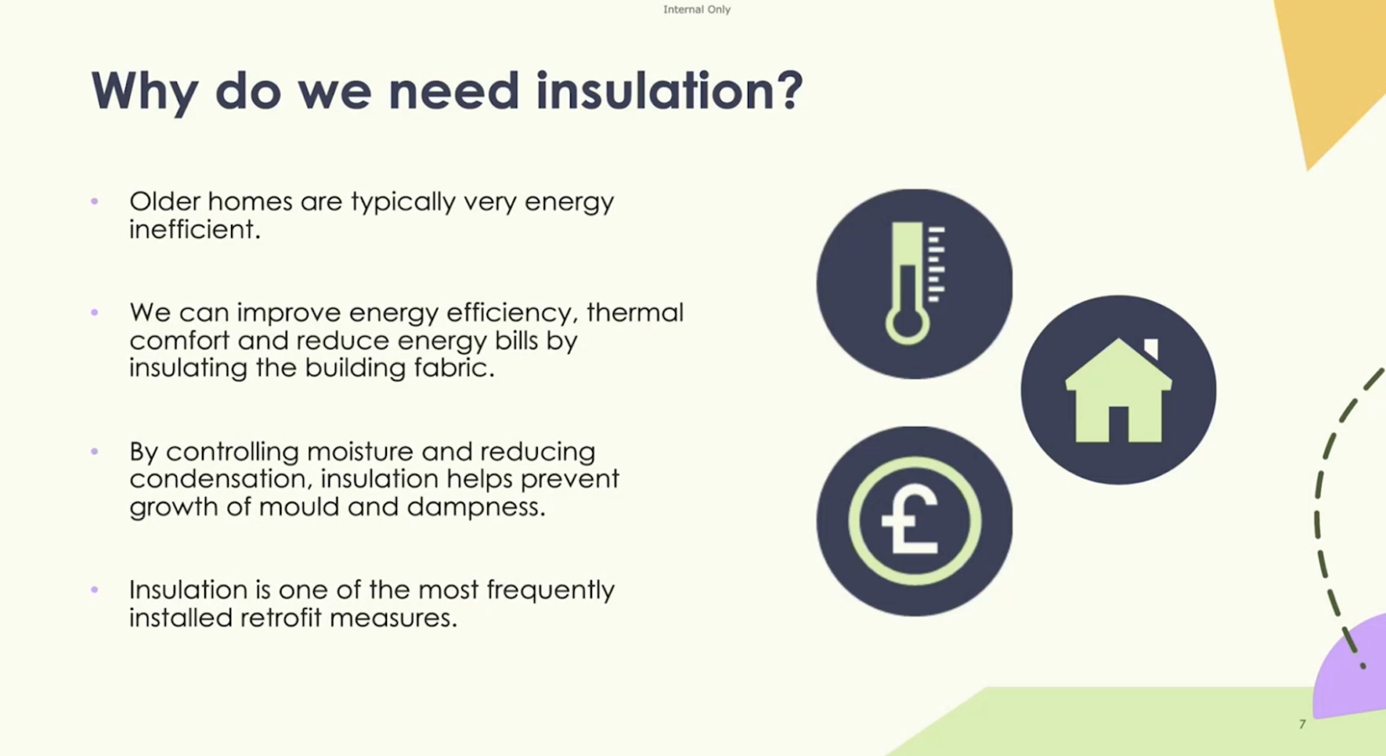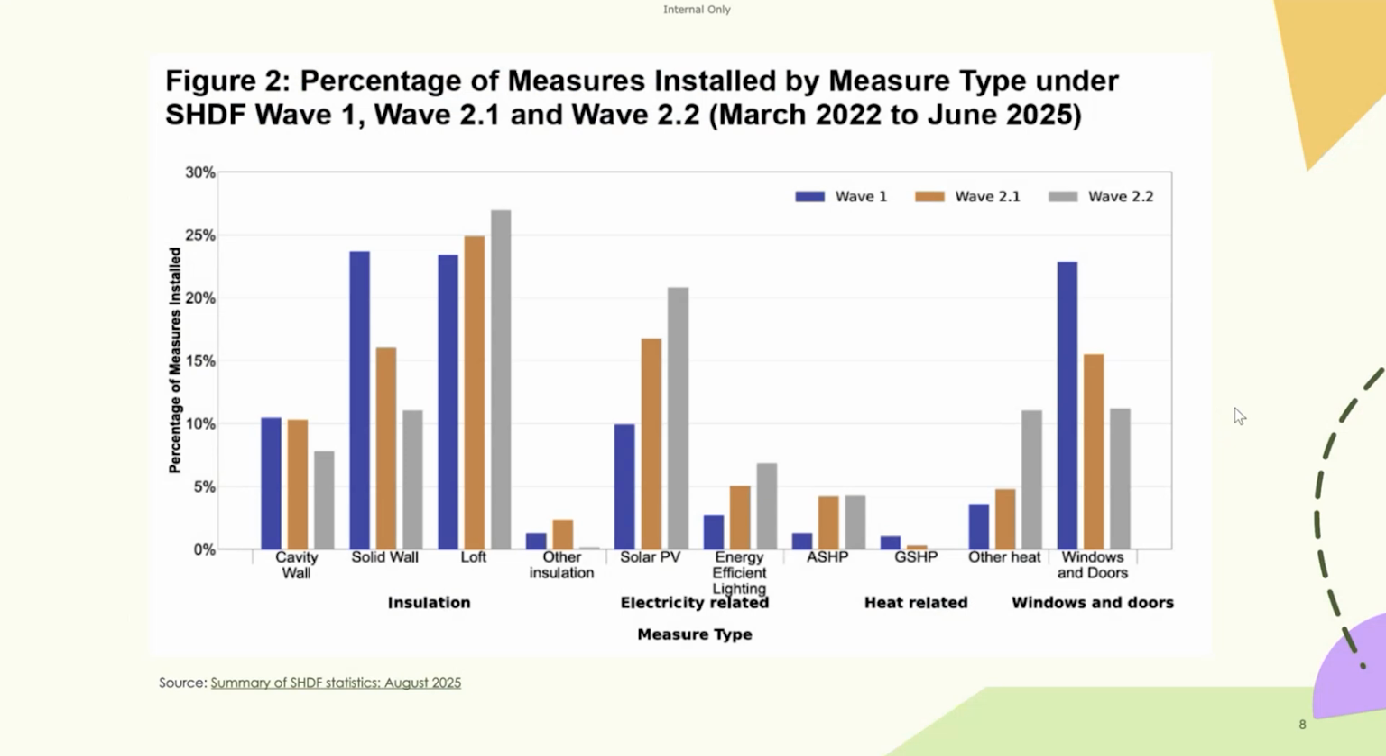And the most common impact in uninsulated homes is poor quality ventilation. We can see here from the most recent data coming out of the Social Housing Fund that by far solid wall insulation, loft insulation and cavity wall insulation are the most common energy efficiency measures, with windows and doors also accounting for many of the impacts.